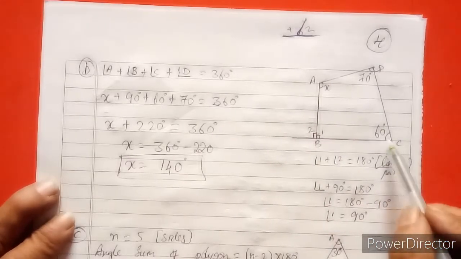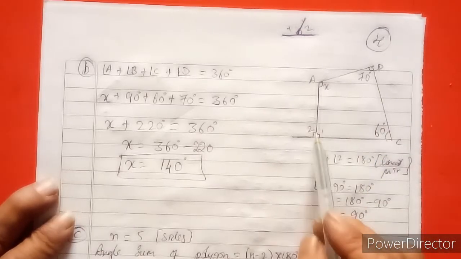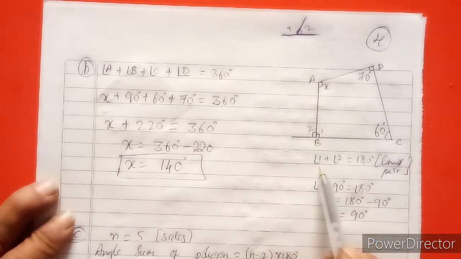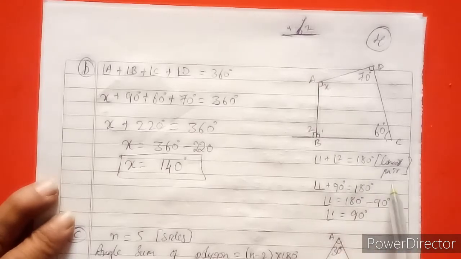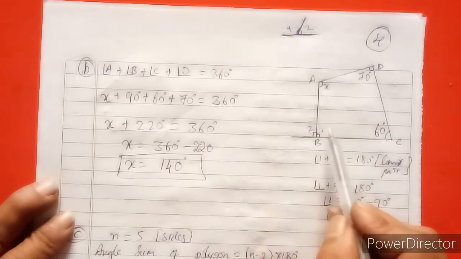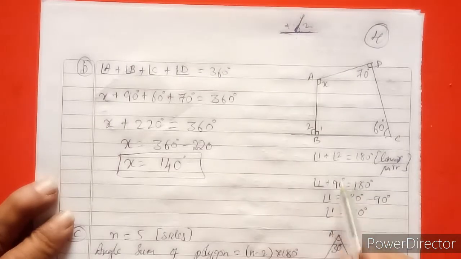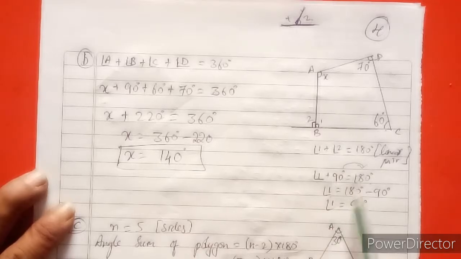Here angle C is 60 degrees and angle D is 70 degrees. According to that I have solved. We have taken this as angle 2. Angle 1 plus angle 2 is equal to 180 degrees, that is a linear pair of angles. I told you already, there is a straight line, one baseline, and two angles. So angle 1 plus 90 degrees, the right angle given by the symbol in the diagram, is equal to 180 degrees. If I transpose the 90, angle 1 is equal to 180 minus 90, which is 90 degrees.